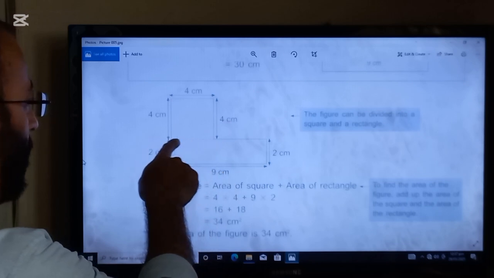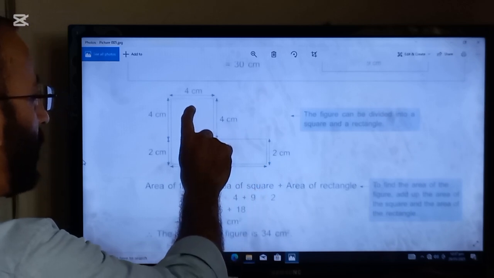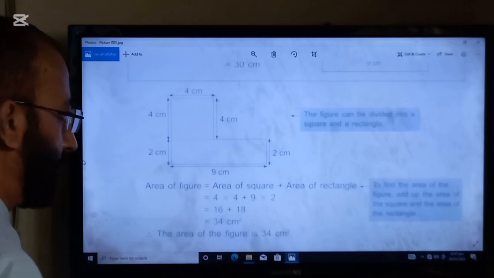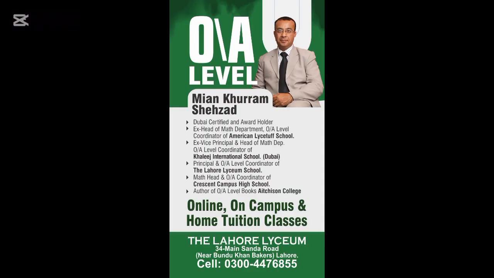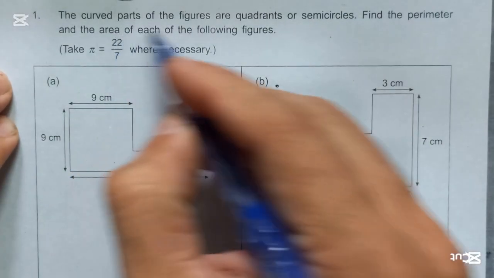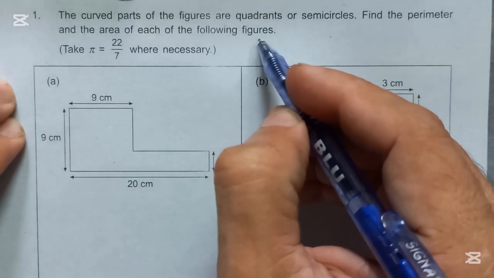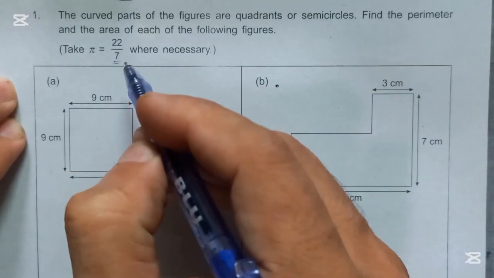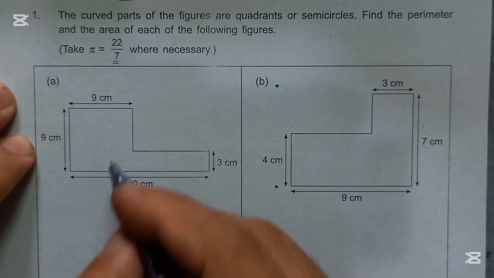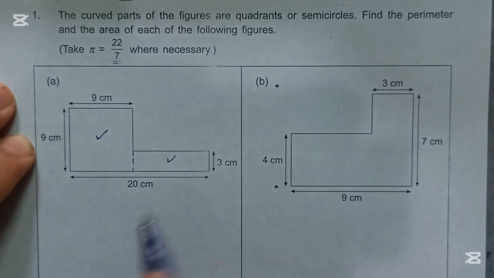For example, here we have drawn a dotted line. So this is a square now, and this is a rectangle. Find the area of the individual figures and then add them to find the area of the full figure. The statement of the question is: curved parts of the figures are quadrants or semicircles. Find the perimeter and area of each of the following figures. Take pi equal to 22 by 7. So for example, this is a figure whose area and perimeter are required. If we draw a dotted line from here, this will be a square and this will be a rectangle.